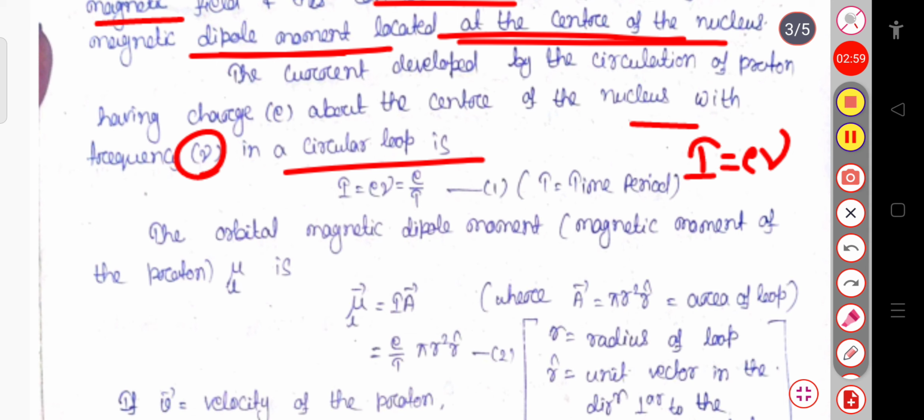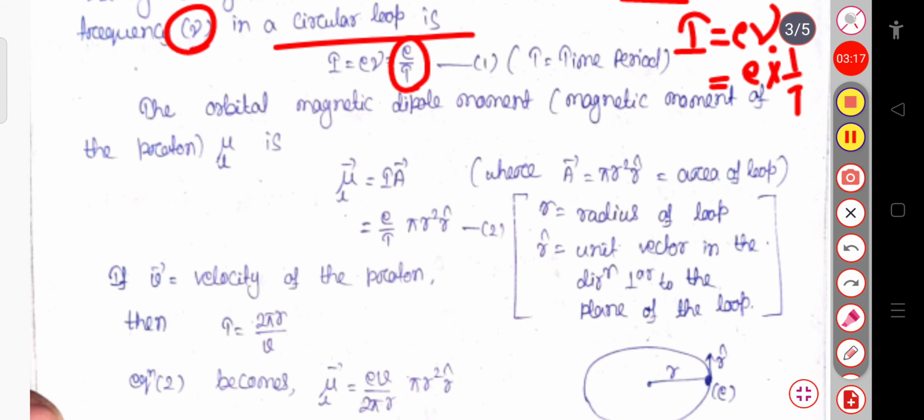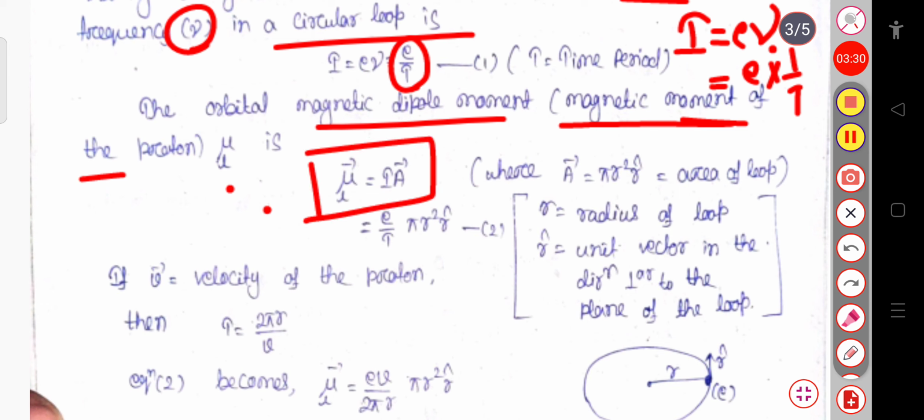I will be equal to e into nu, and in place of nu we can write 1 by T. So this will be e by T, where T is the time period. So the current will be equal to e by T. Now the orbital magnetic dipole moment means the magnetic moment of the proton, mu L. It can be written as mu L equal to I into A, that is the current into area.